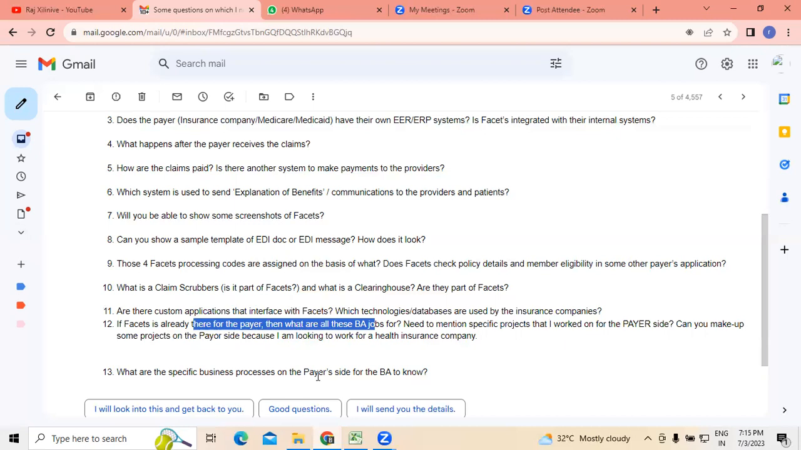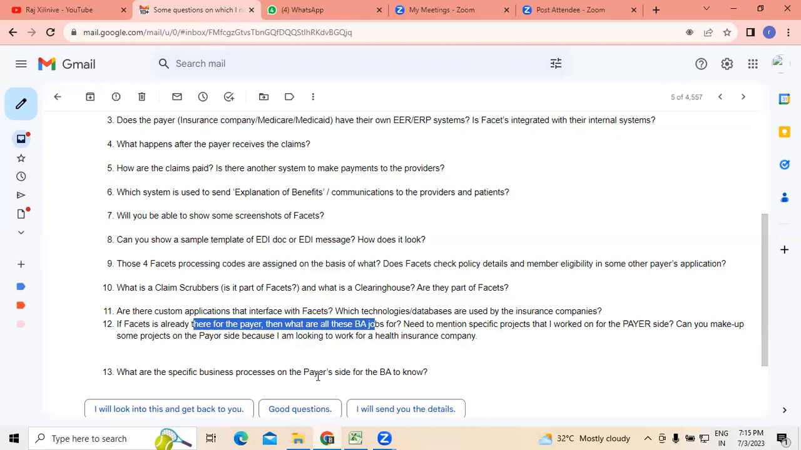The first point: being a business analyst, what we do whenever we are working on Facets, especially in reference to healthcare, is Facets configuration upon request of changes. Whatever Facets configuration related stuff upon requirement of the changes, technical scope related stuff, that is where generally a BA will be involved. Okay, this is point number one.